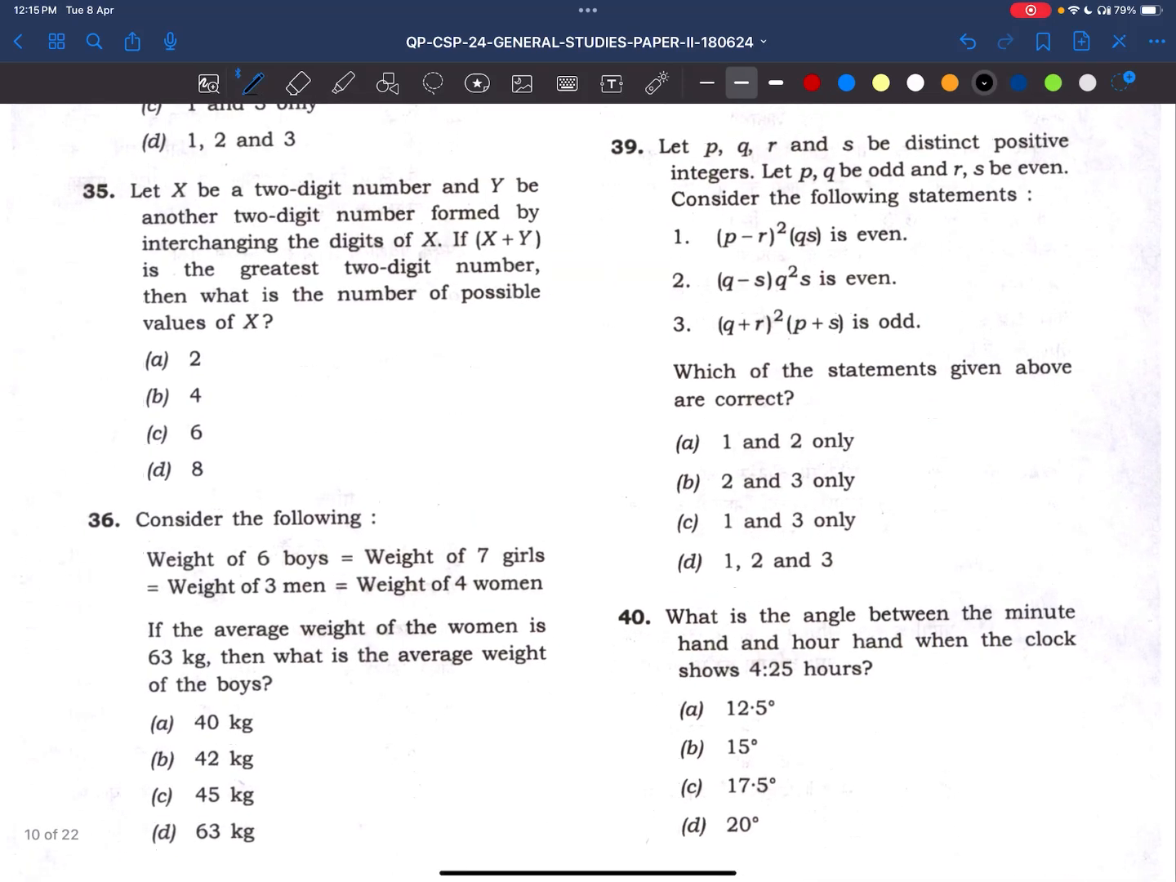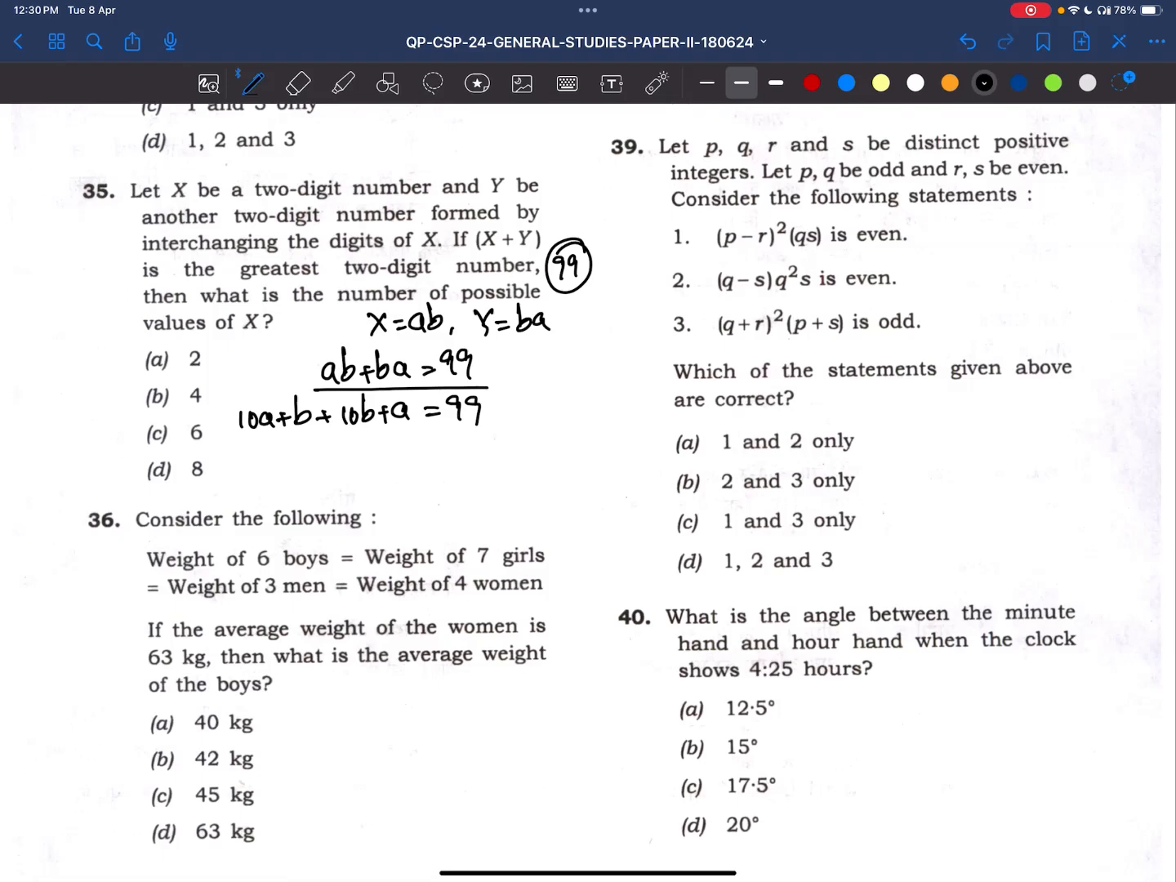35th question. Let X be a 2-digit number and Y be another 2-digit number formed by interchanging the digits. That means if X is equals to AB, Y is equals to BA. If X plus Y is the greatest 2-digit number. What is the greatest 2-digit number? 99, right? That means AB plus BA is equals to 99. What is asked? The number of possible values of X. Now, how can we write this? We can write this as 10a plus b plus 10b plus a, right?